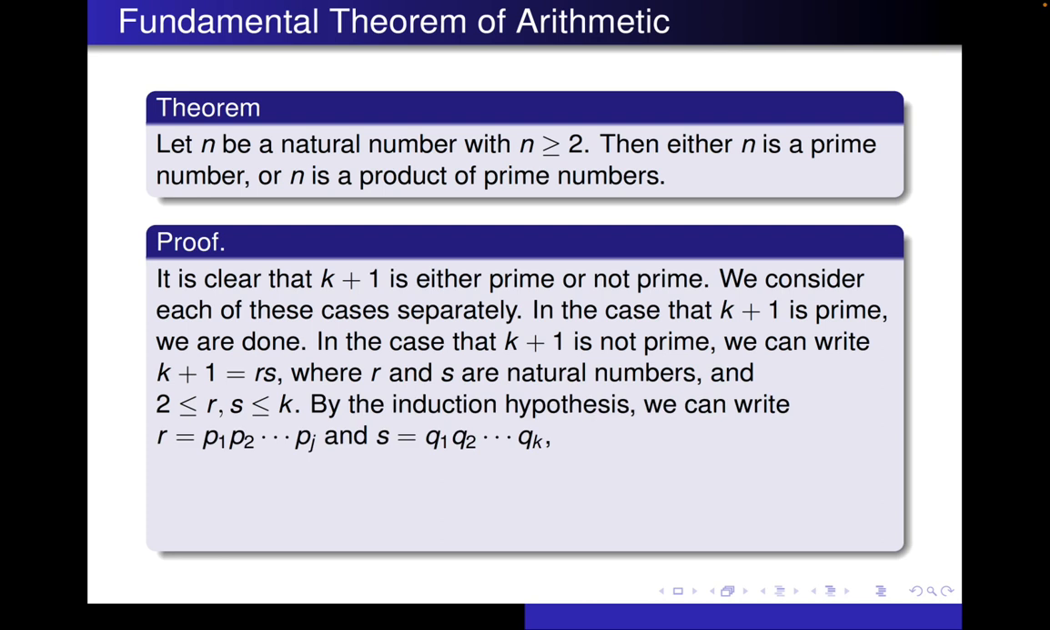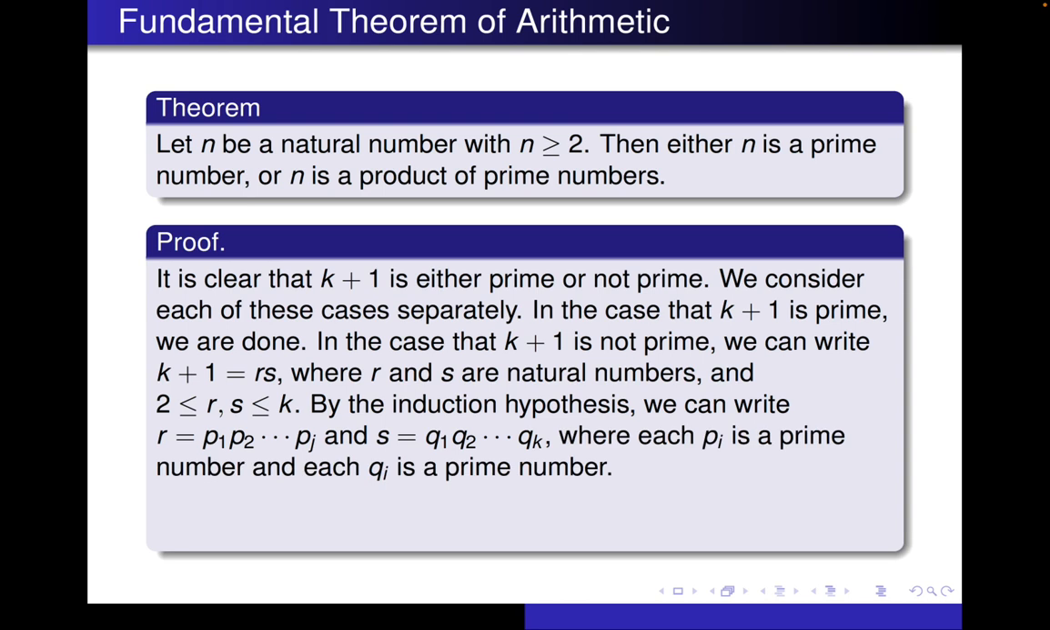By the induction hypothesis, in other words, by what we were assuming for the inductive step, r and s are either prime or they can be written as products of primes. So I'm going to write those as r is equal to p1 times p2 all the way up to pj, s is equal to q1, q2 all the way up to qk, where each of the pi's is a prime and each of the qi's is also prime. And actually, this looks like we're just assuming that they're both products of primes, but we can actually cover the case of them being a prime number.